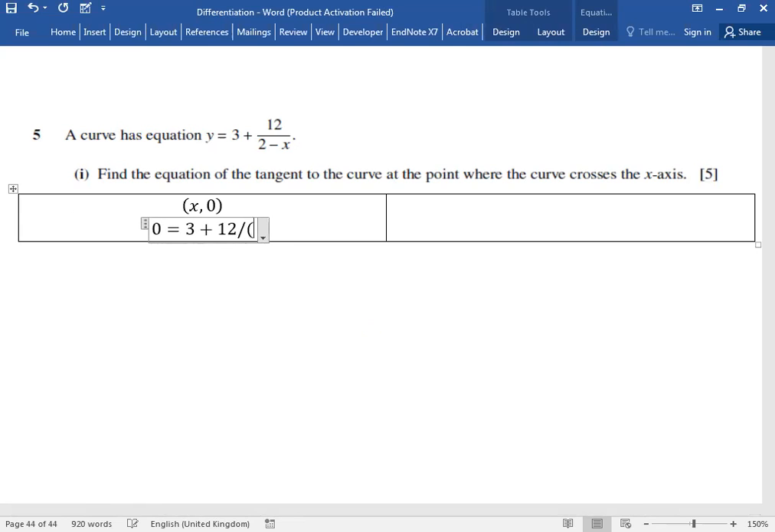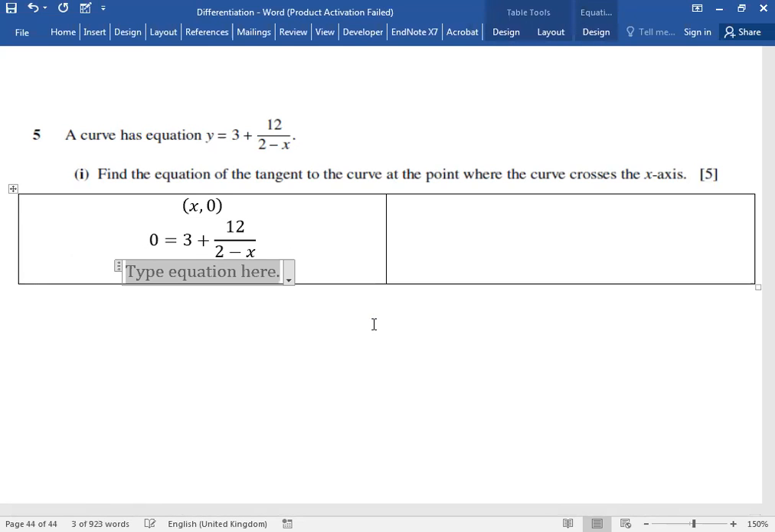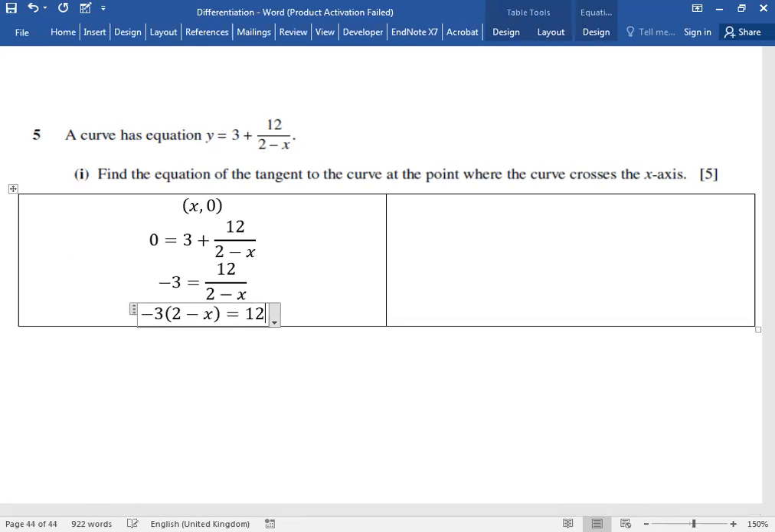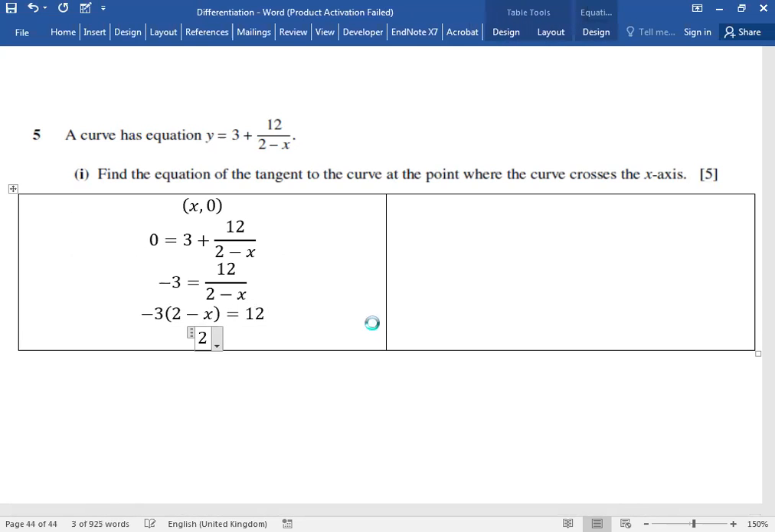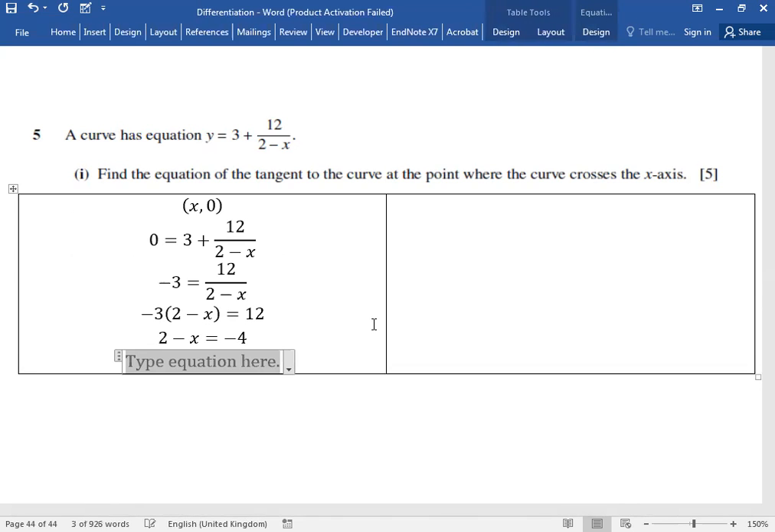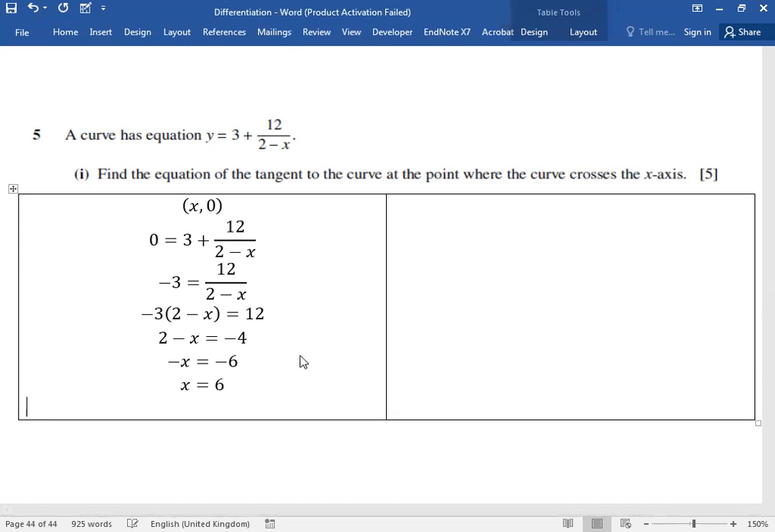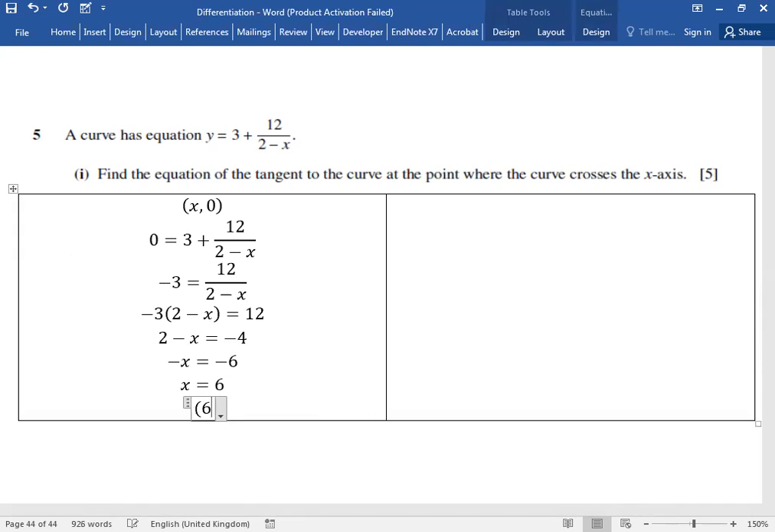0 equals 3 plus 12 upon 2 minus x. So the minus 3 is equal to 12 upon 2 minus x. Minus 3 times (2 minus x) is equal to 12. 2 minus x is equal to minus 4. Minus x is equal to minus 6, and x is equal to 6. So the point that I will use to make the equation of this line is 6 comma 0.